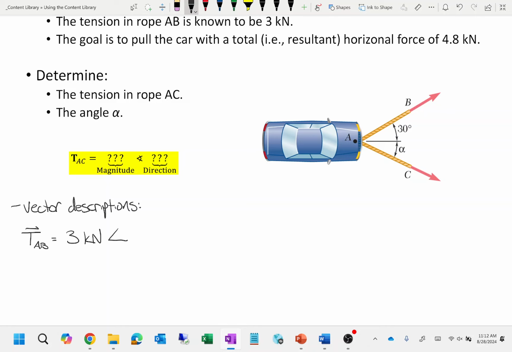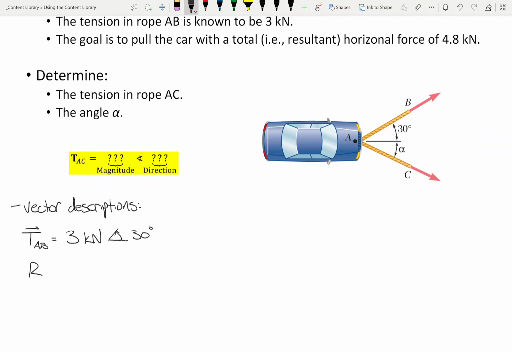at an angle of 30 degrees. Now, I do know what my resultant needs to be at the end of the day. And again, notice anytime I describe a vector, I am using the little arrow over the top of the vector. I'm going to say that the resultant needs to be 4.8 kilonewtons, but what does the angle need to be if I were to describe it like that? 0.